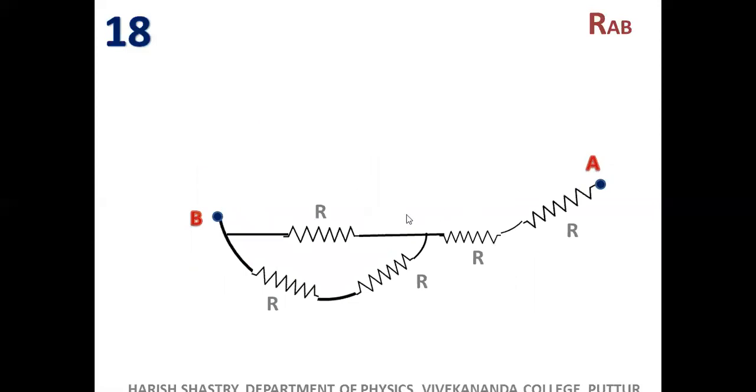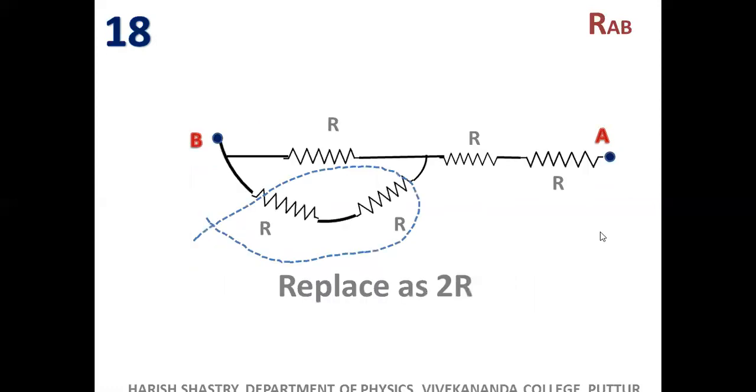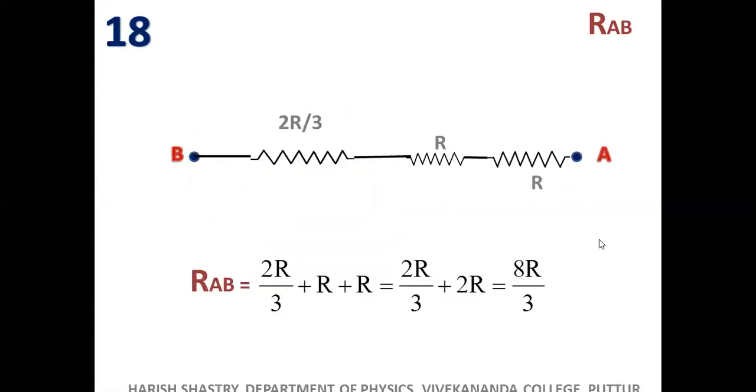Hope you have followed, right? So this one is R, 2R, 2R parallel R plus R plus R. So 2R parallel R is 2R by 3, plus R, that is 2R by 3 plus this R plus R, 2R. Then the total is 8R by 3. That is the resistance between A and B, 8R by 3. Easy. Now it becomes easy.